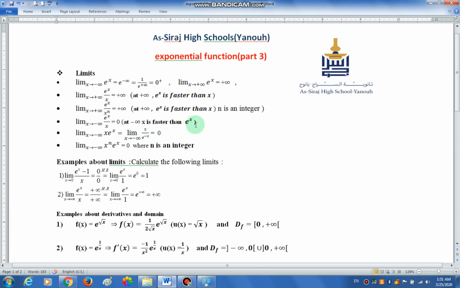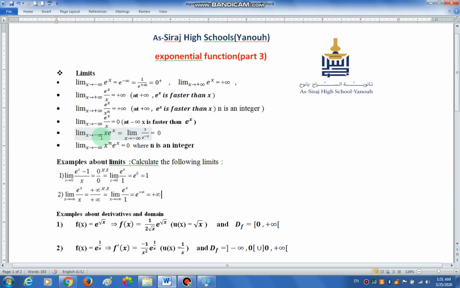x is faster than e^x at minus infinity. So when x tends to minus infinity, x is faster. So x goes to minus infinity, but e^x is still on the way. So it will be constant over infinity, which is 0. So this is the reason. I need my students to memorize this well. When x tends to minus infinity, x is faster than e^x. So that's why it will be constant over infinity, which is 0.